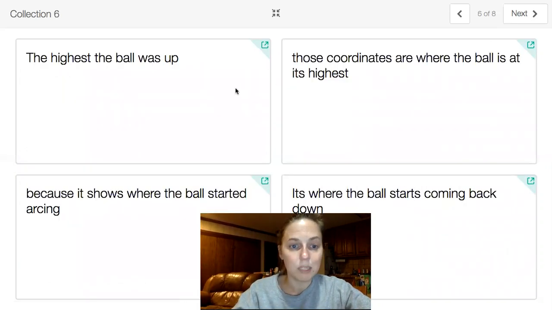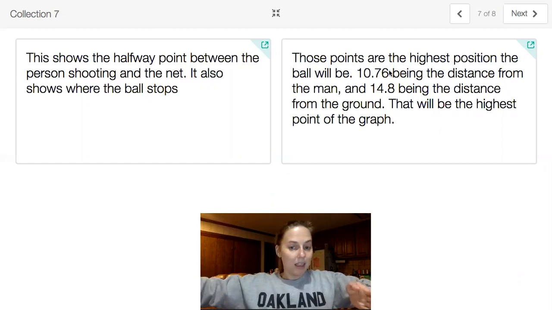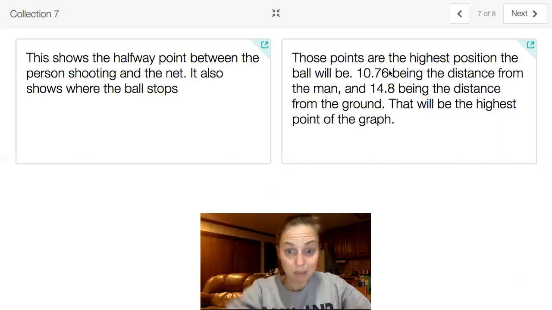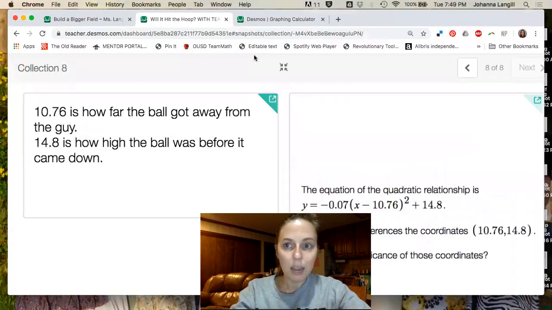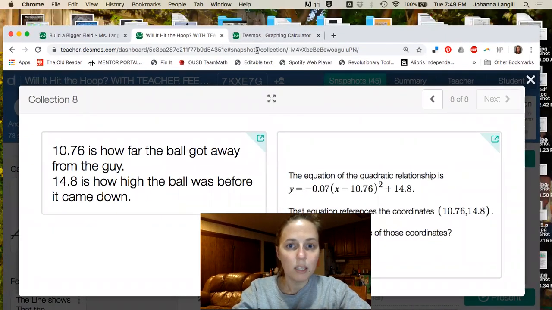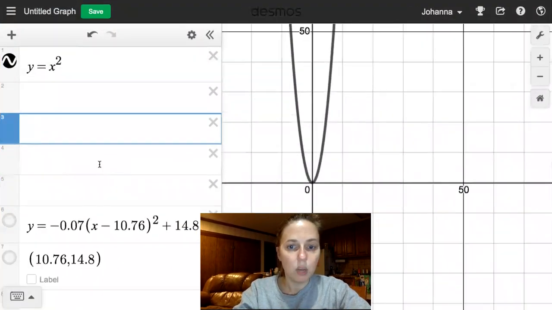I saw some really great clear things, and some people being really specific about what those numbers meant. Like it's halfway between the guy and the net, where the ball, I don't know if it stops there, but stops going up and starts coming back down. It was really excellent. So the only thing I want to wrap up with is to show you how these equations look on the graph.